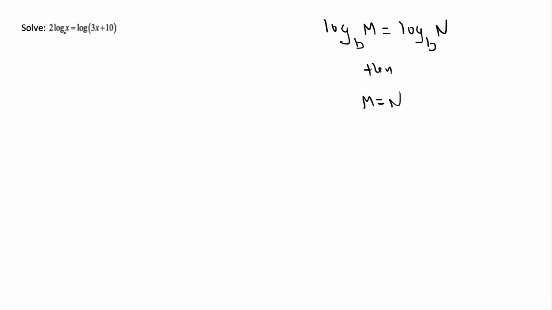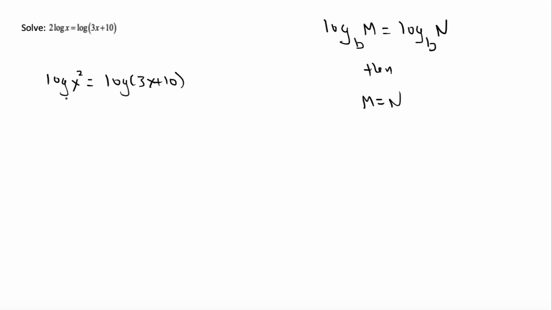Now before we actually go ahead and do that, in this case we have to make sure that there's no coefficient in front of the log. So we want to make sure we use the power rule first. Let's do that. Let's bring that 2 up to make it an x squared, and we have the log of 3x plus 10 on the right side.